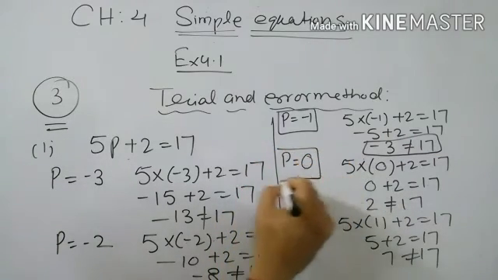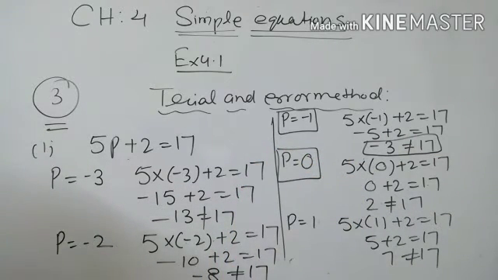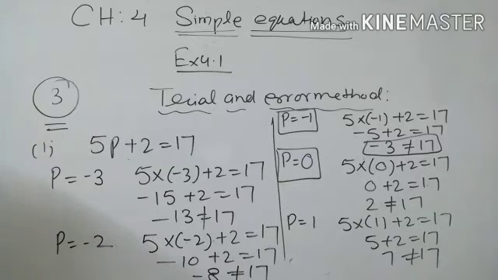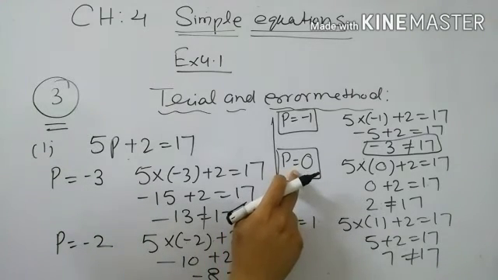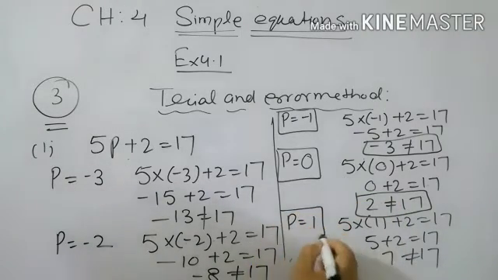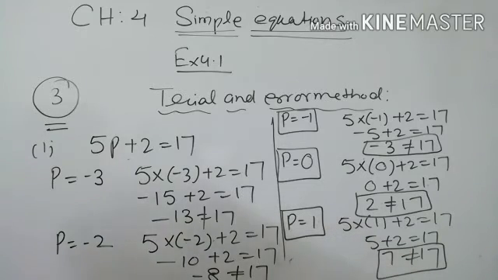Again we put p equal to 0. You put values like minus 3, minus 2, minus 1, 0, 1, 2 in order. So p equal to 0, we again get an error. This is an error, not equal. When we put p equal to 1, we get an error. Now we put values of p equal to 2, 3, 4, 5.